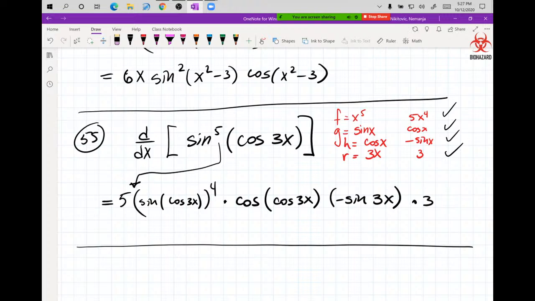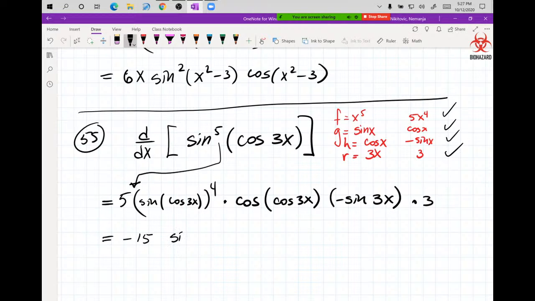I am done. Actually, we can make this a little bit nicer by placing negative 15 in front. And then we have our sine to the 4th of cosine 3x times cosine of cosine 3x, and finally times sine of 3x. That's just making it a little bit nicer.